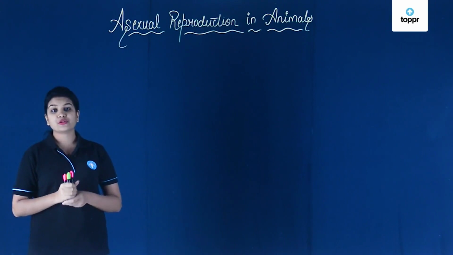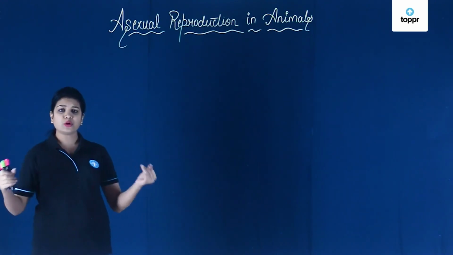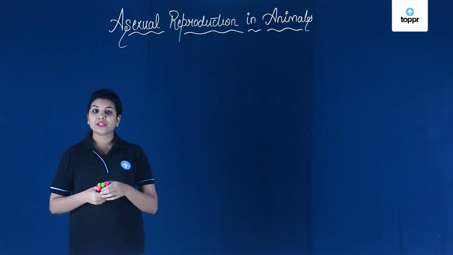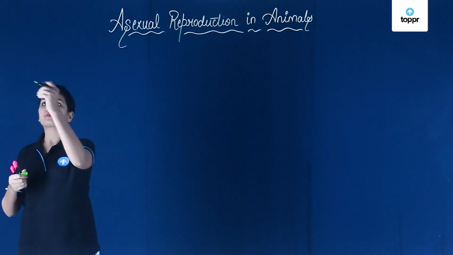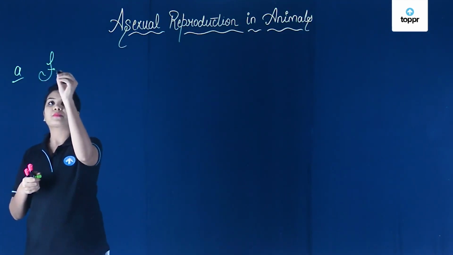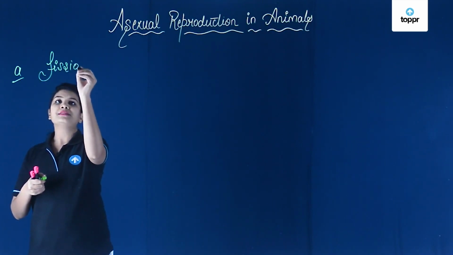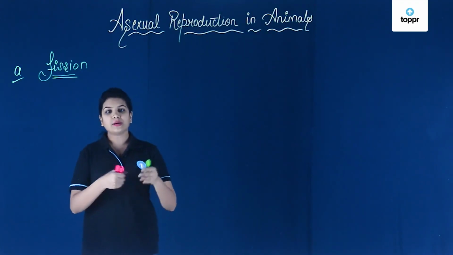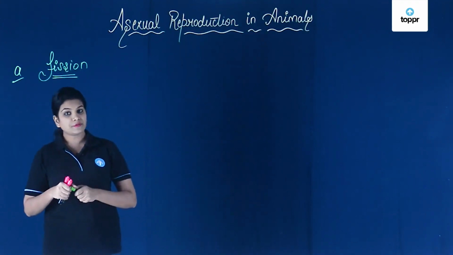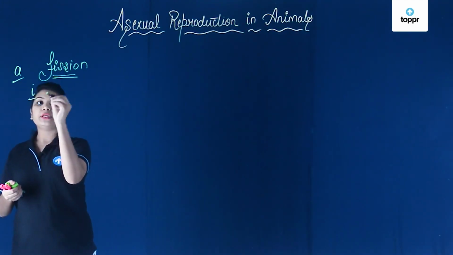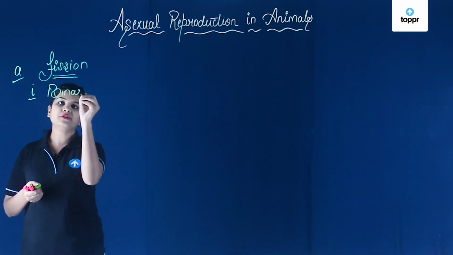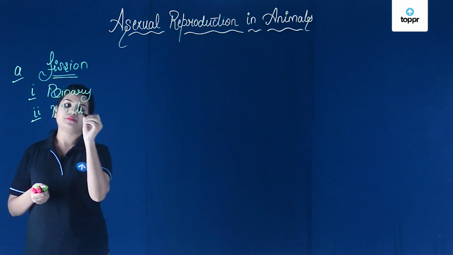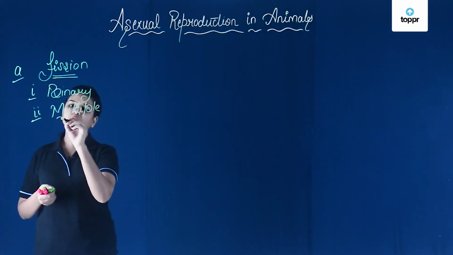Now when we talk about asexual reproduction in animals, we see that there are a number of types of asexual reproduction which can occur in different animals. To start with, let's first see fission. This is fission. As the name suggests, here a single cell breaks down into a number of cells. Now this fission can be of different types. The first type would be binary fission and the second would be multiple fission.